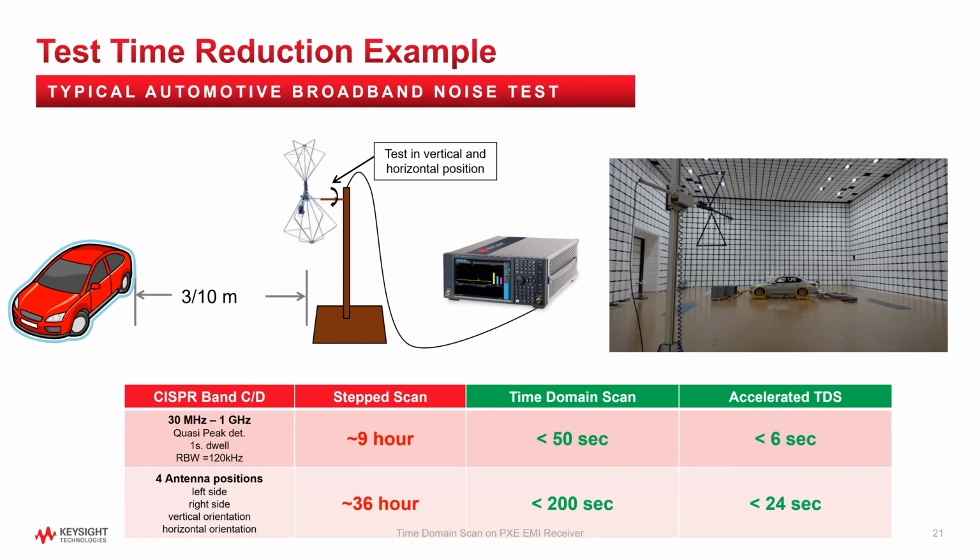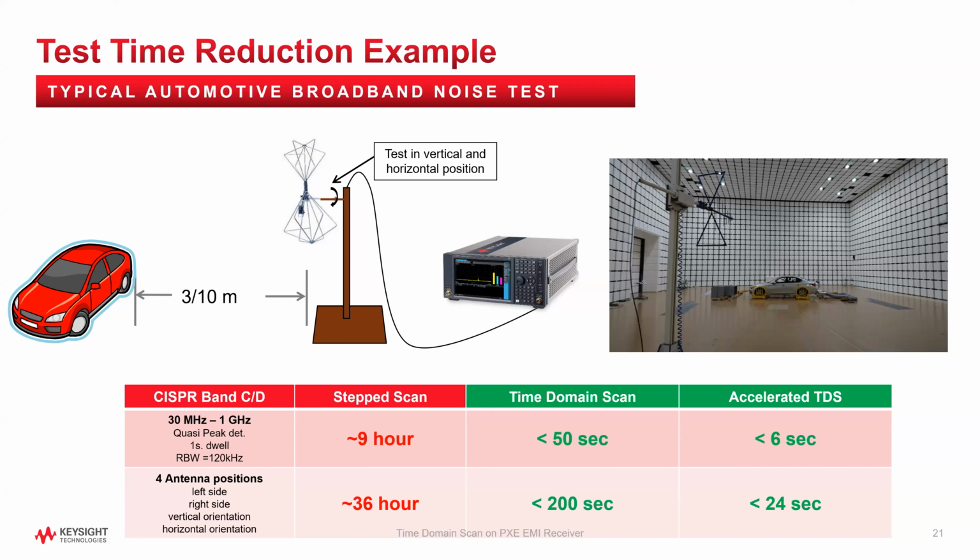RBW 120 kilohertz. And the second one, we're going to do 4 antenna positions, which we have to physically change the position of the antenna and measure. So we'll do left side, right side, vertical orientation, horizontal orientation. In a standard step scan for the 30 megahertz to 1 gigahertz test, it will take about 9 hours to do because, as I said, this is a bigger bandwidth and it's dwelling at 1 second per frequency.